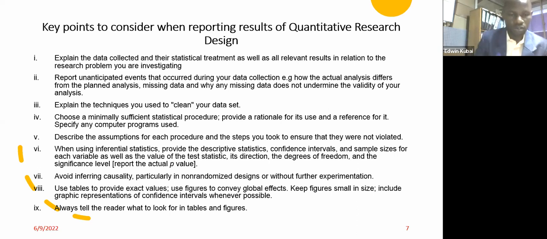Once you have gotten your output from the SPSS window, you must be able to highlight some of these variables, or some of the factors that are applicable: the confidence interval, the sample size, and then you look at the test statistics, the direction, the degrees of freedom, and so on. The significance level is also very important when you're reporting your work in terms of the research findings.